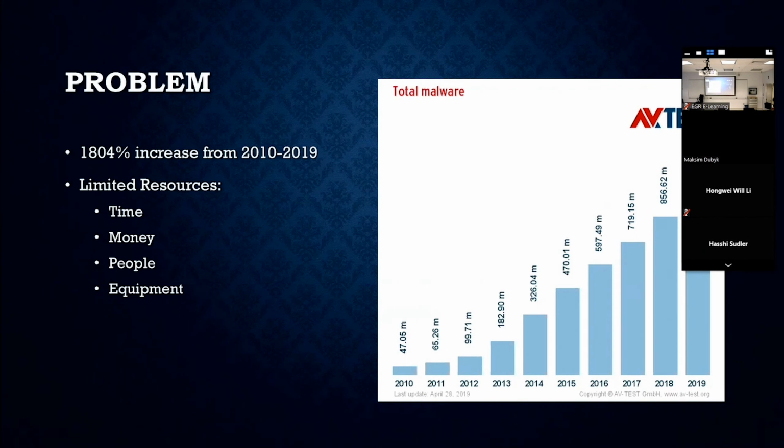That poses big problems for people and organizations. We all have limited resources, whether it's time, money, people, or equipment. It's such a massive problem, and we can't just dump as much money as we want into it or put as many people to it. We have to get smart and we have to combat the problem somehow.